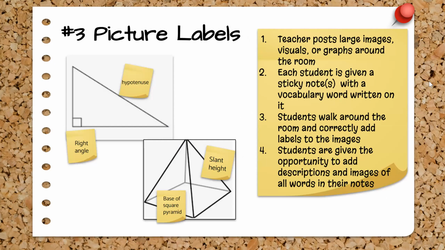All right, strategy number 3 is picture labels. I think this is a really engaging, interactive strategy that I would love to use in my classroom. What you're going to do first is, as the teacher, you're going to post large images, visuals, maybe even graphs or table of values around the room on large poster paper.